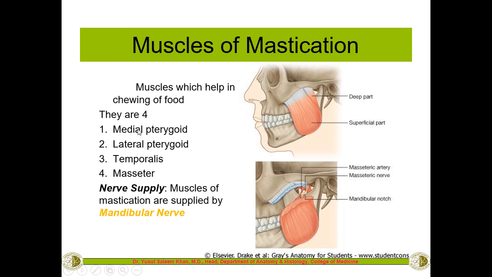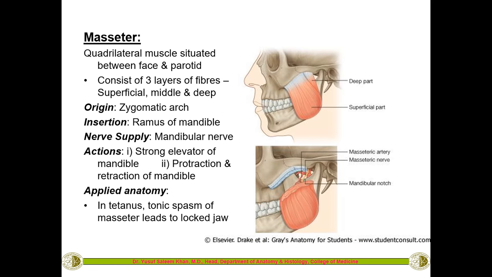Among these we have already studied the medial pterygoid and lateral pterygoid in the infratemporal fossa, and the temporalis in the temporal fossa. The remaining is the masseter; except that, all of the other three we have already studied. All these muscles are supplied by the same nerve, that is the mandibular nerve, as you have already seen. Muscles of mastication are supplied by the mandibular nerve.